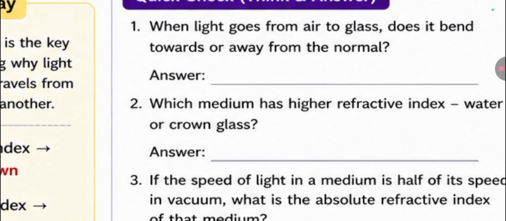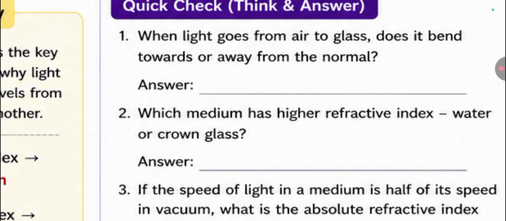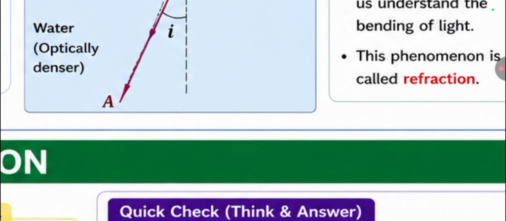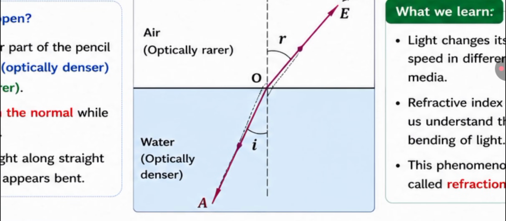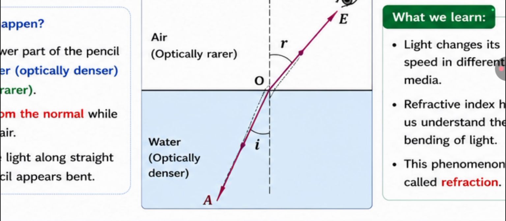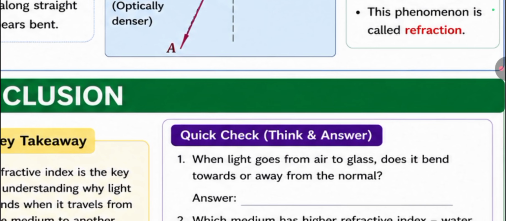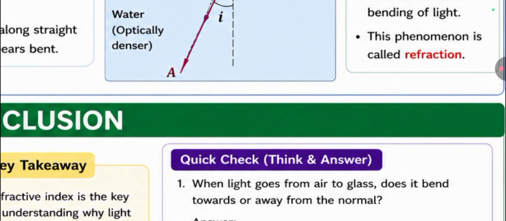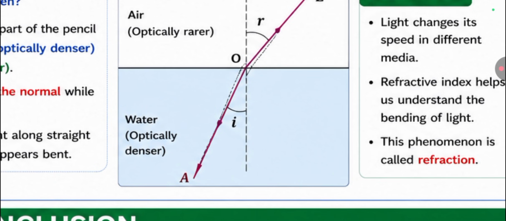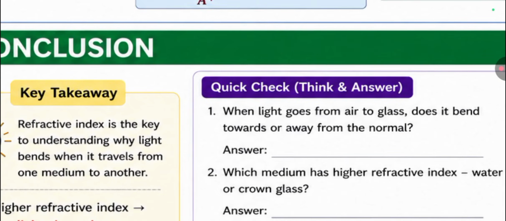When light goes from air to glass, does it bend towards the normal or away from the normal? We have to observe the figure. Here air is optically rarer. In the question it is given glass, so glass is optically denser. So the light ray coming from air to glass bends towards the normal, because that is the optically denser medium. So the answer is towards the normal.